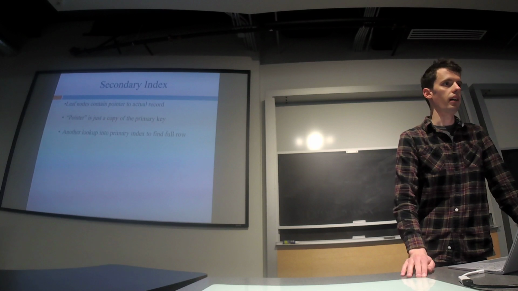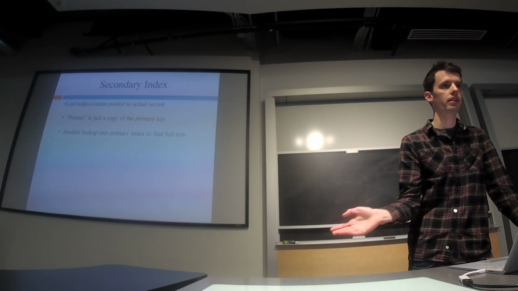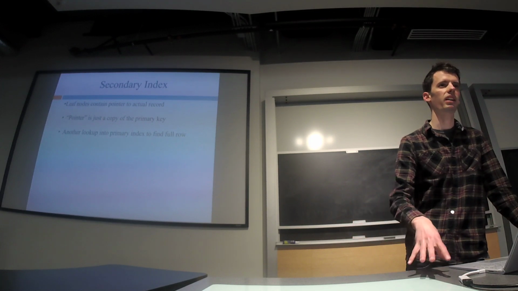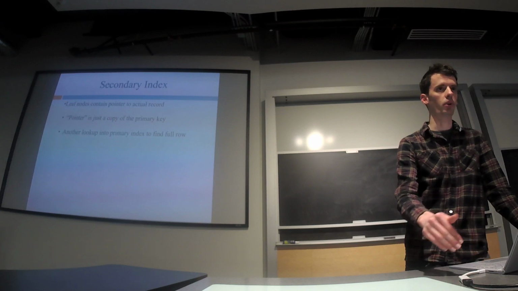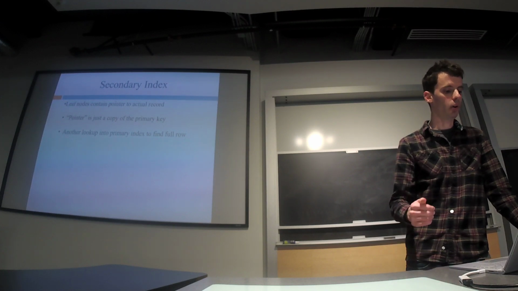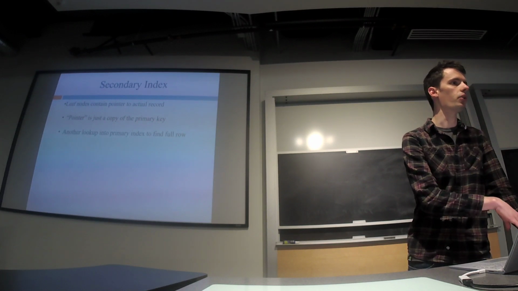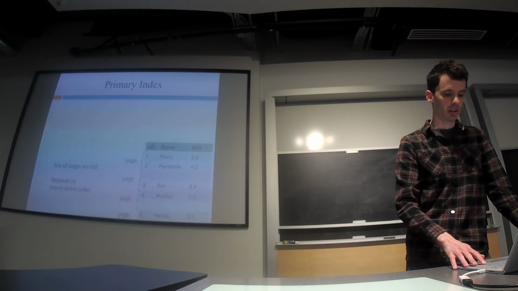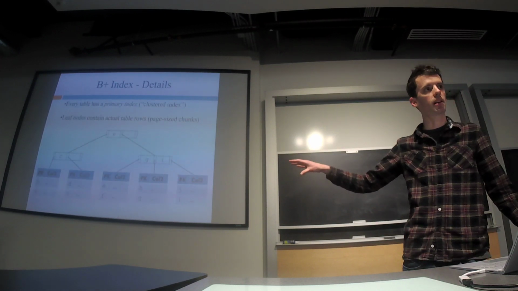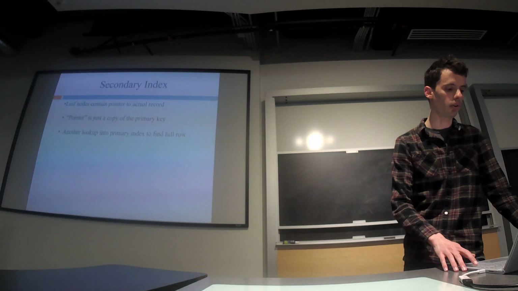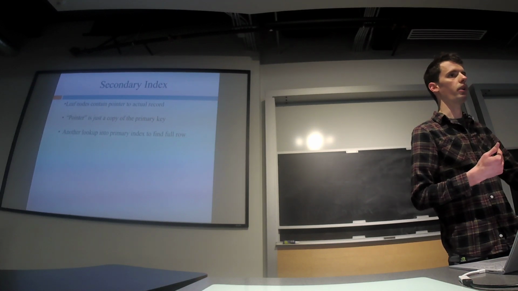Now what about the secondary index? We can add any secondary index we want, and they work in a different way, because they don't hold the actual table rows. The basic idea is the same. They hold keys in the internal nodes, but the leaf nodes don't hold miniature tables like this. The leaf nodes hold just a pointer to the real table.